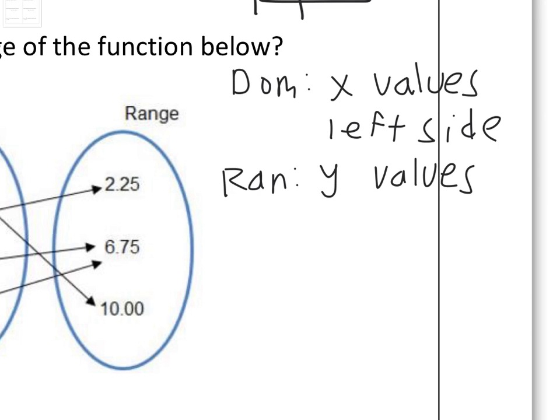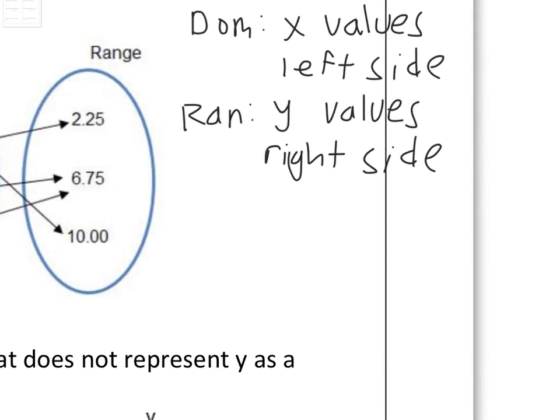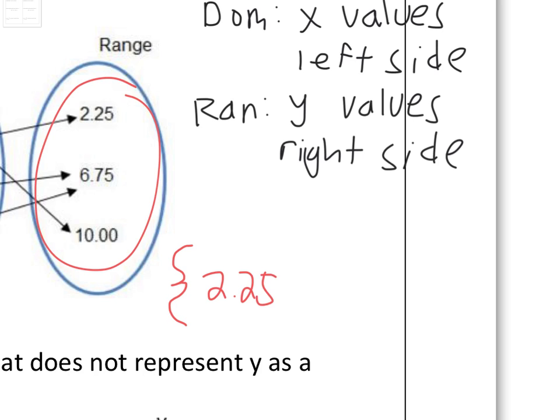Or if you have a mapping, then it's going to be the right side. When you list the range with a mapping like this, you take all of the numbers on the right side and list them in ascending order, in other words, from least to greatest. You're going to see it in parentheses kind of like this. I don't remember what it's called, but I call it fancy parentheses. 2.25, comma, 6.75, comma, and you can just put 10 here because 10.00 is the same thing as 10. And then you close the parentheses.